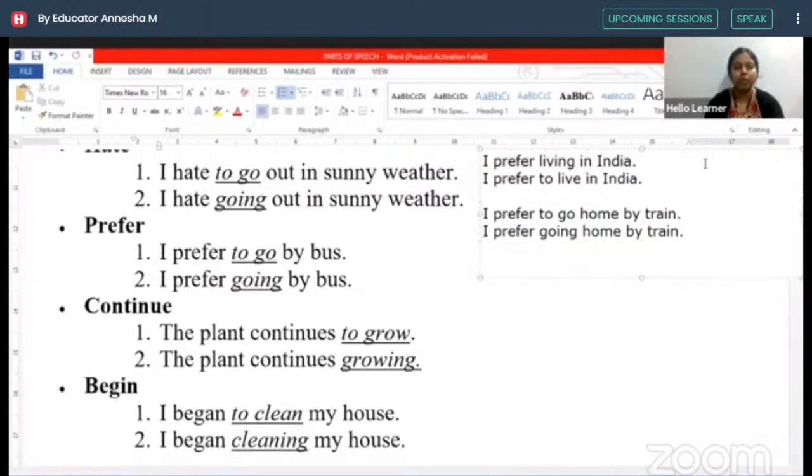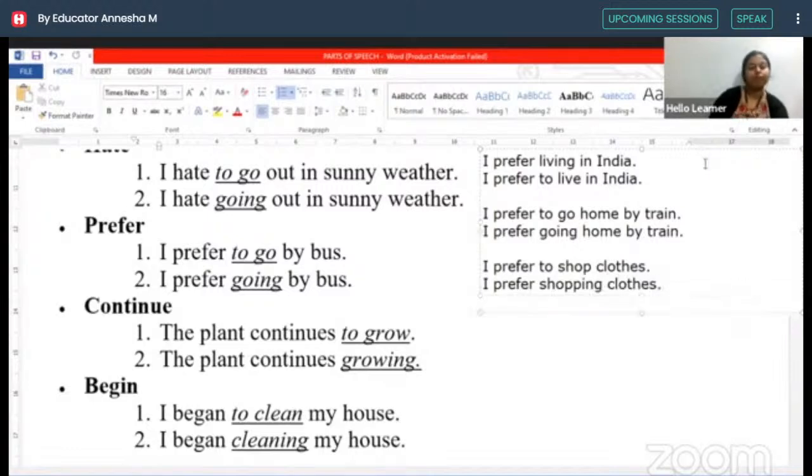Anyone else? Yes, begin and continue. Shima, tell me. I prefer to shop clothes. Very nice. Another way of saying I prefer shopping clothes. Shopping clothes, maybe online, right? Very good, Shima. Any other sentences with continue or begin? I hope this is clear, how we can use these interchangeably.